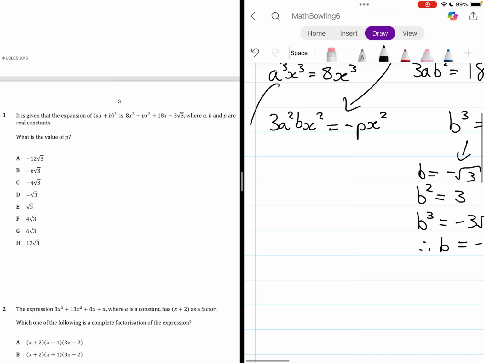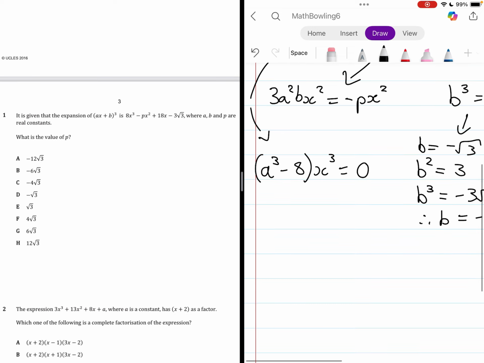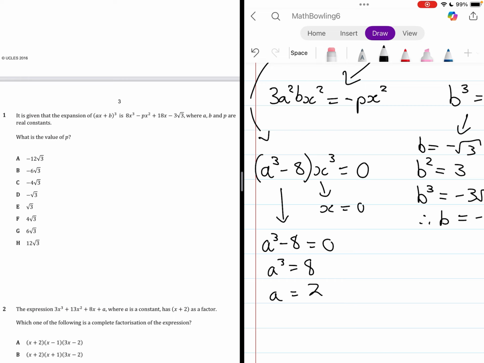Now with this one, I know people say we don't like to divide by x because x could be 0. So if we want to avoid that, we can just subtract 8x^3 from both sides. Get this, and now we can just set this equal to 0. So x equals 0, or a^3 minus 8 equals 0. a^3 equals 8. a equals 2.